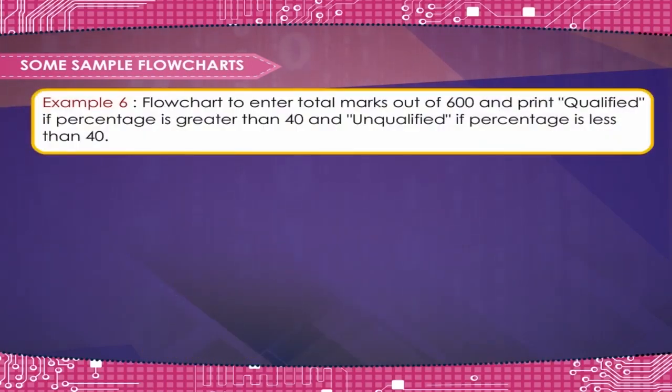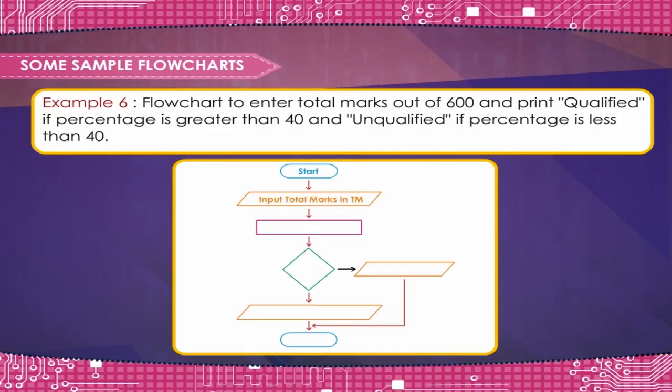Example 6. Flowchart to enter total marks out of 600 and print qualified if percentage is greater than 40 and unqualified if percentage is less than 40. Start. Input total marks in TM. P is equal to TM divided by 600 into 100. Is P greater than 40? If no, print unqualified. If yes, print qualified.